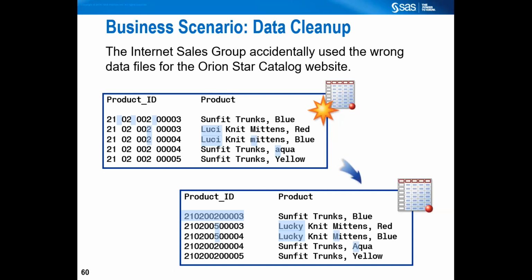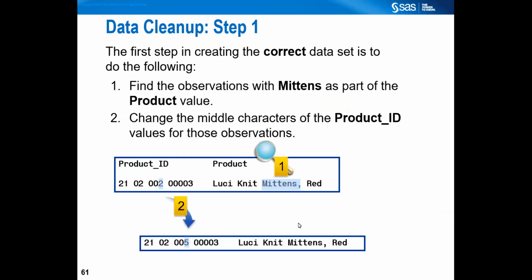All right. So we were just discussing this new business scenario, that you have to do the changes wherever the highlighted parts are in this output report. Okay. Moving ahead. So what will be the first step? It's telling for your data cleanup that the first step in creating the correct data set is to do the following. Find the observations with mitten as part of the product value. Change the middle characters of product ID values for those observations.